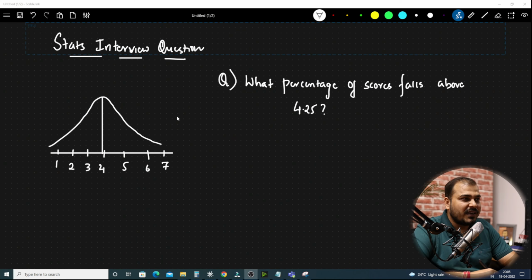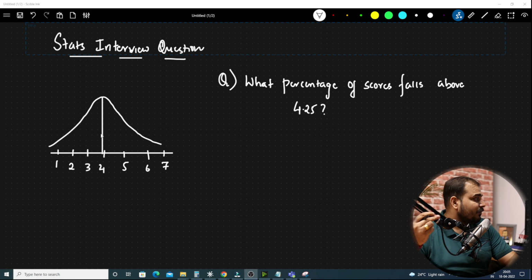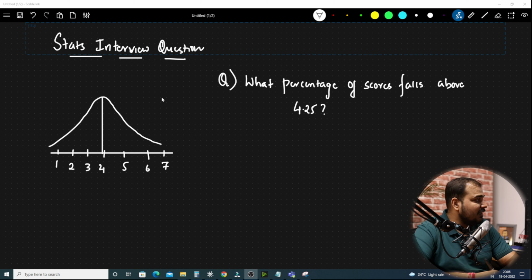The problem statement is very much simple. Suppose let's say that I have a specific data set, and in this data set, you can definitely see that the mean is 4 and standard deviation is 1. Okay. And my question is, what percentage of scores falls above 4.25? Okay. So how do you solve this?